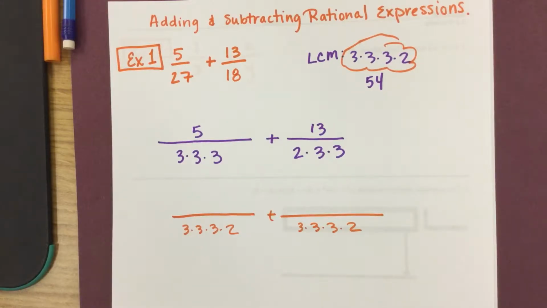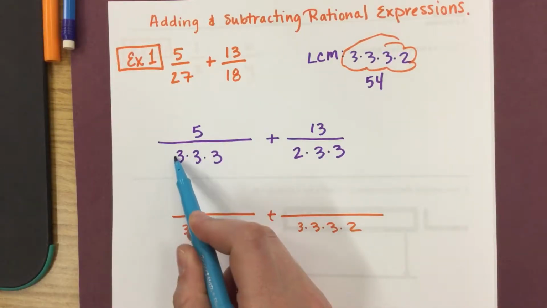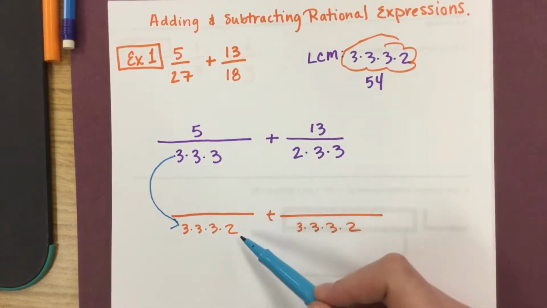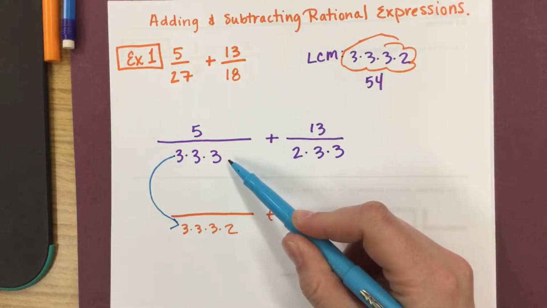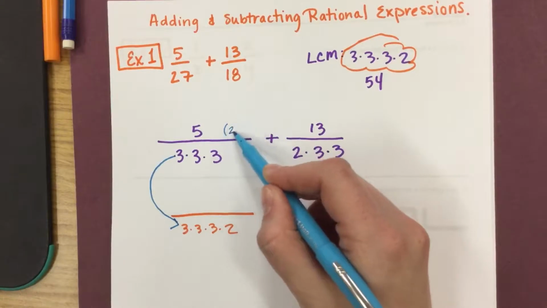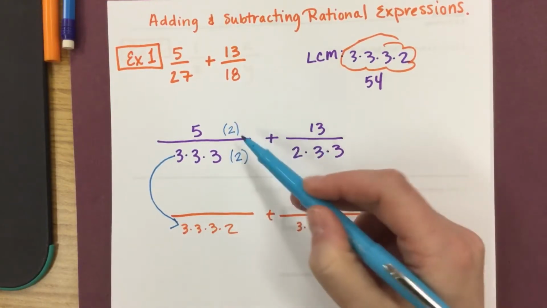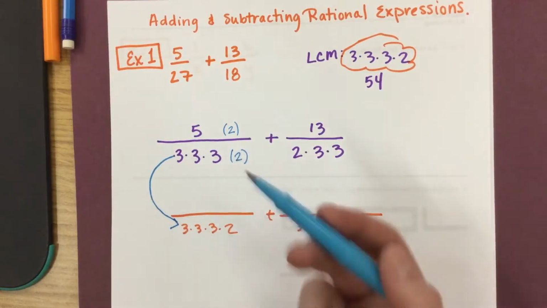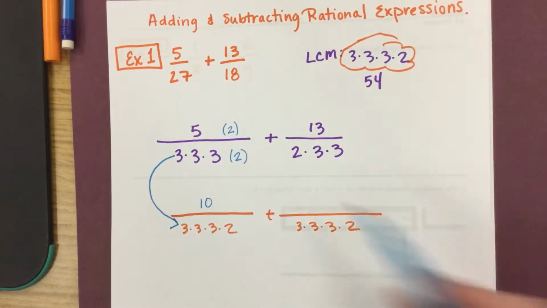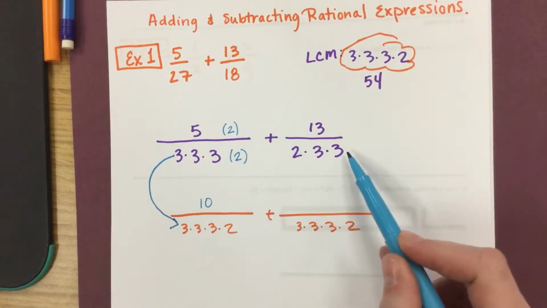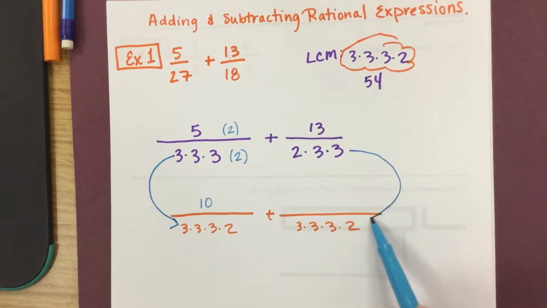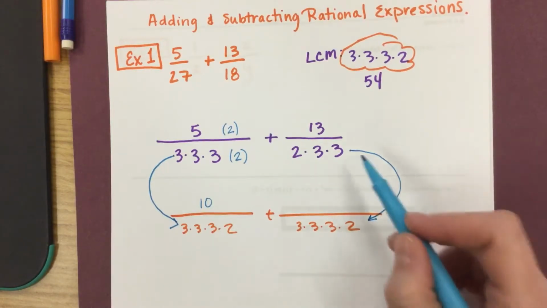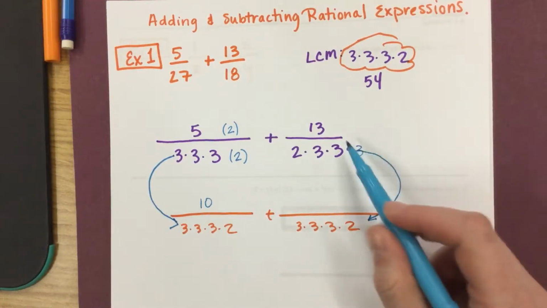Now, I start to ask myself a bunch of questions. My first question is, when I compare this first denominator to my LCM, what am I missing? What does my LCM have that this denominator does not have? And it's 2. So I'm going to have to multiply my numerator and my denominator by 2. So my denominators now match, and I know I have 10 in my numerator, because I can do the 5 times 2.